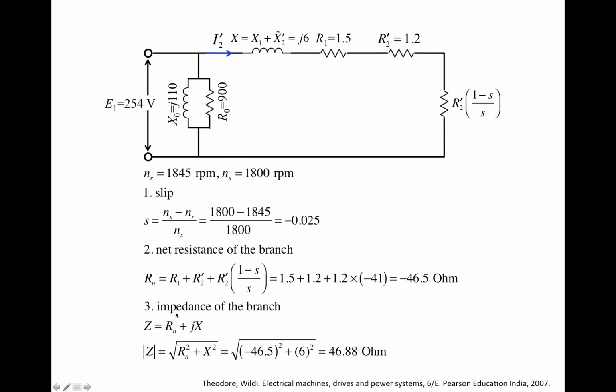The third step is to get the impedance of this particular branch. Don't forget we also have an inductor here. The inductor has an impedance which is a complex number, 6j here. Right? So the impedance is Rn, the net resistance, which is purely real, plus jX. Oh, I see. There should not be a j here. So you have to get rid of this j, right? So X actually equals 6 ohm.